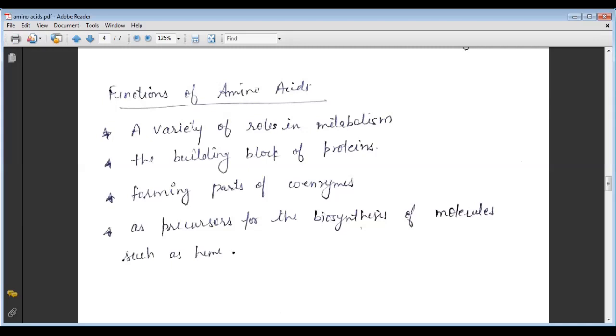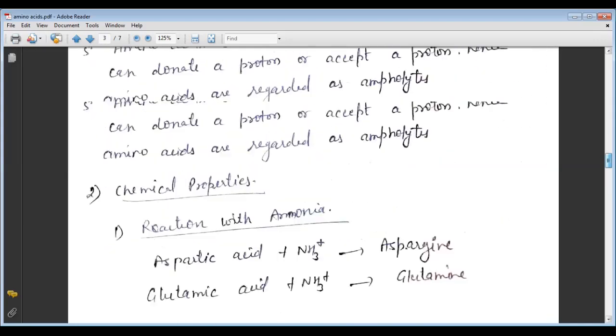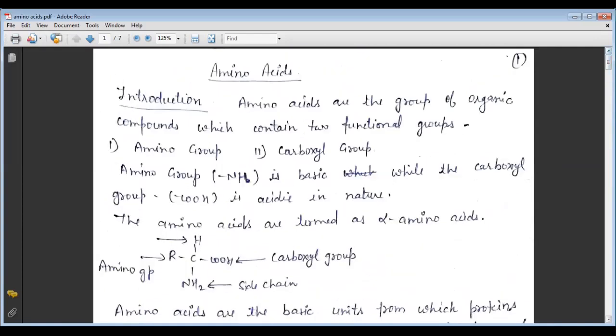These are the main functions, and they perform many other body functions also. So these are the main functions of the amino acid. So this is the introduction about the amino acid. I want to repeat again here.